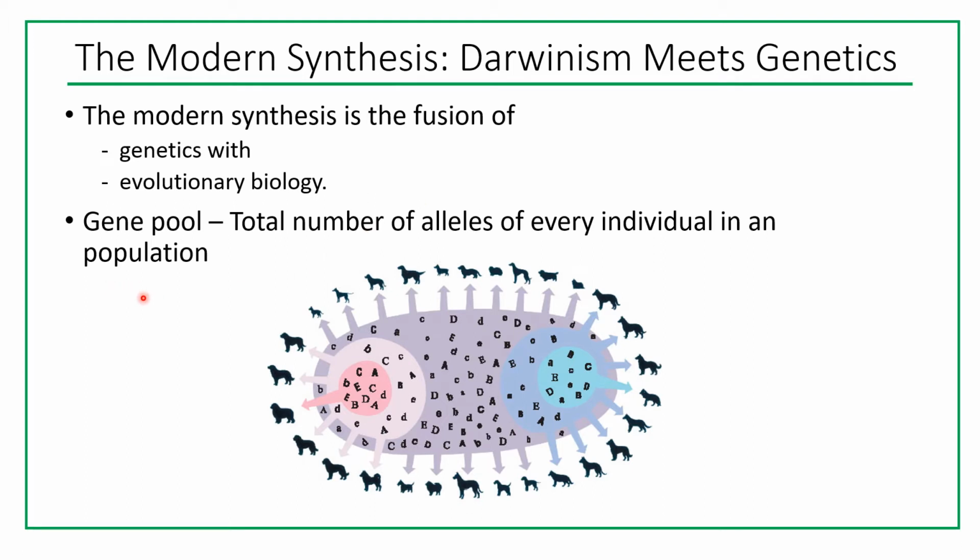A gene pool is the total number of alleles of every individual in a population. On this diagram below, we can see a representation of the gene pool of domestic dogs. If you imagine an imaginary pool with all these alleles that code for all different characteristics, drop them in this pool, and this will be the gene pool of this particular species or this particular population.